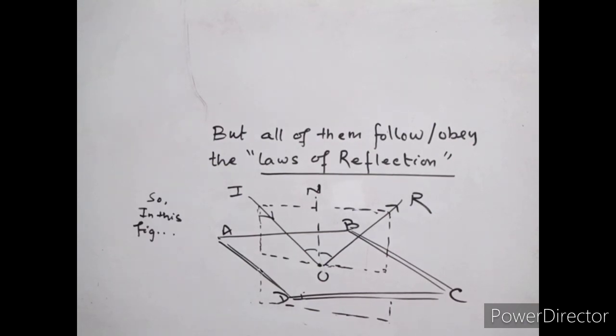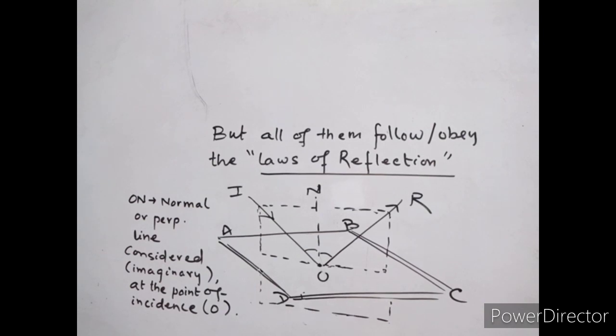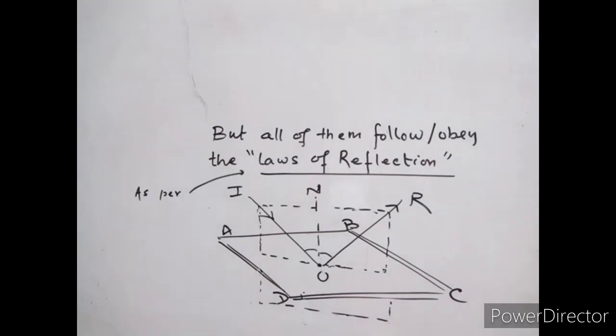Okay, so in this figure, IO is the incident ray, OR is the reflected ray, and ABCD is the reflecting surface. Now what is ON that I have considered over there? Now ON is the normal or perpendicular line that has been considered, and it is an imaginary line just for the sake of reference at the point of incidence O.